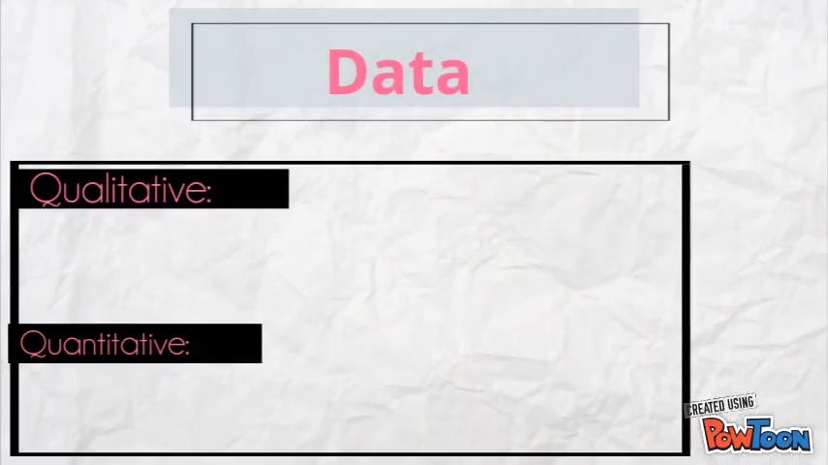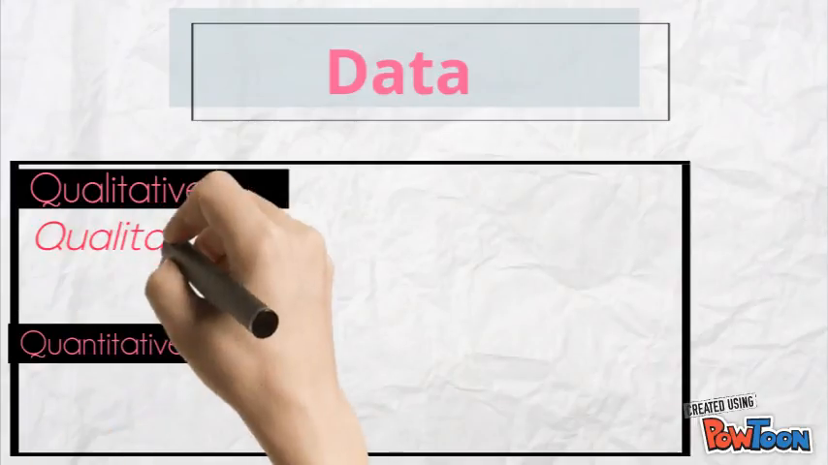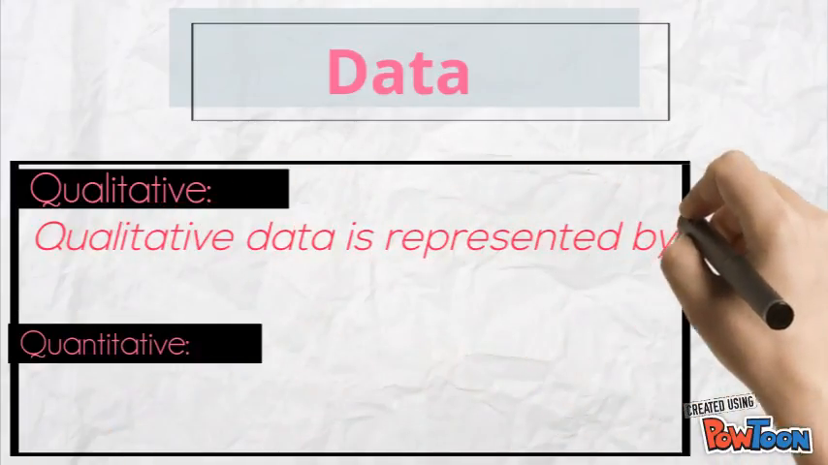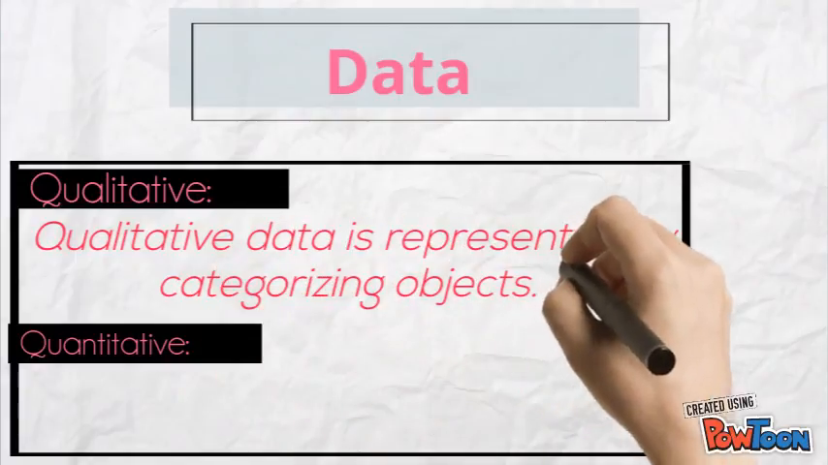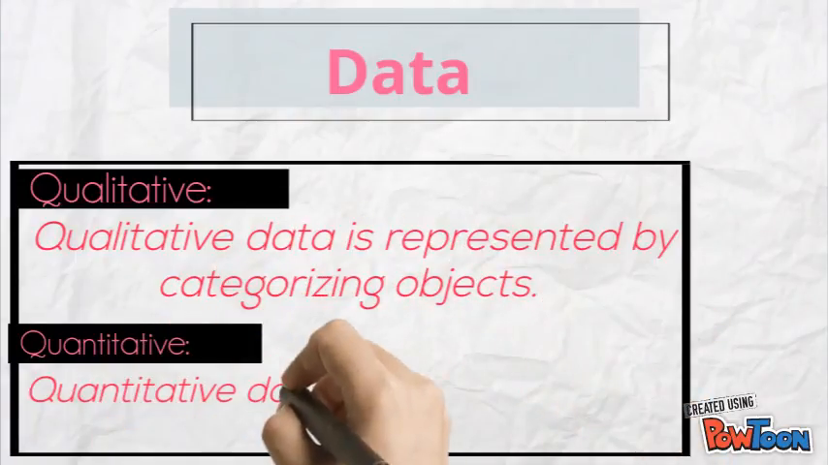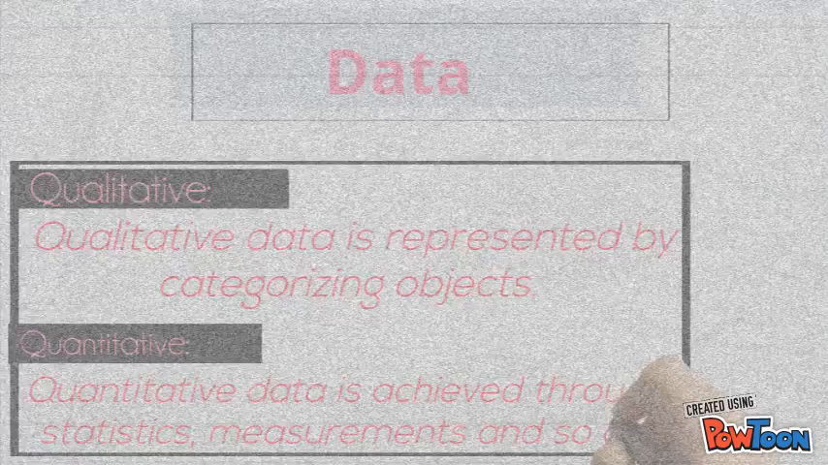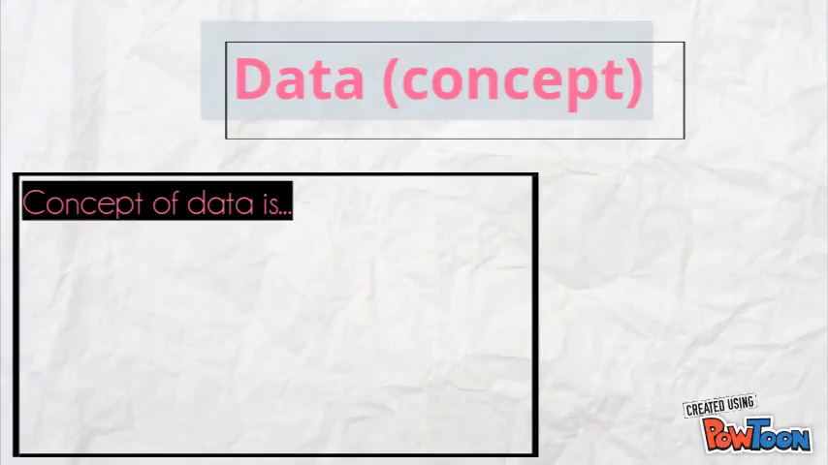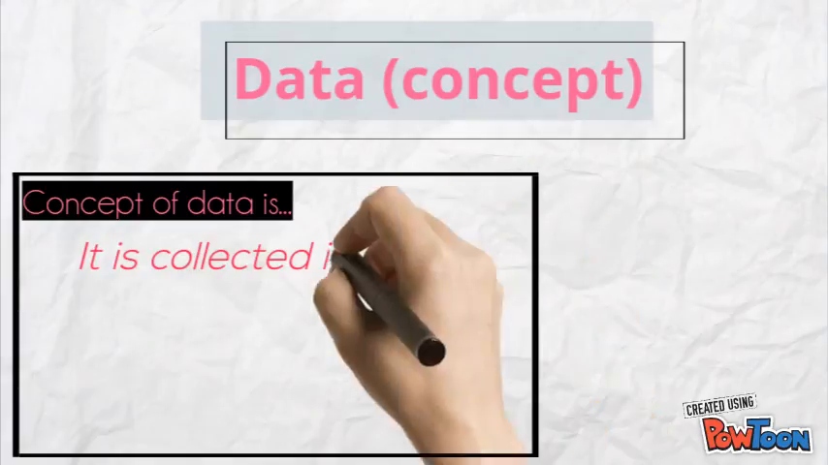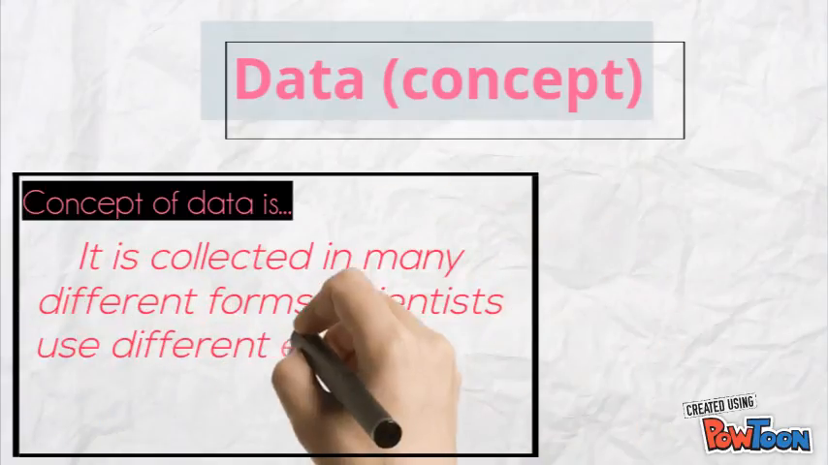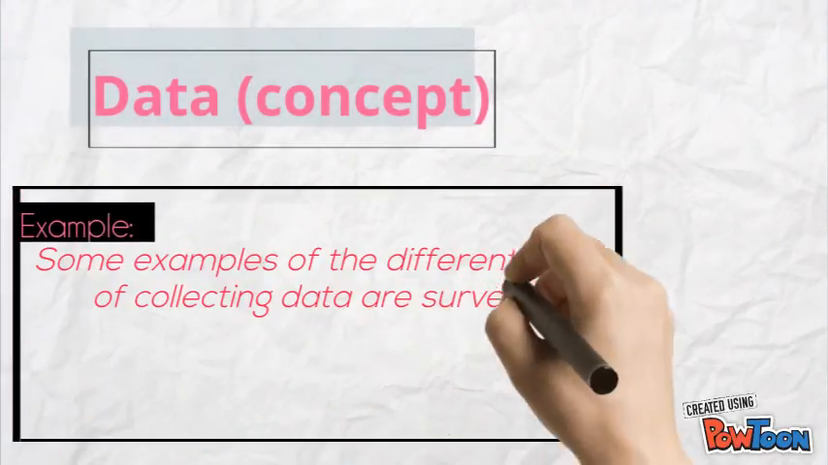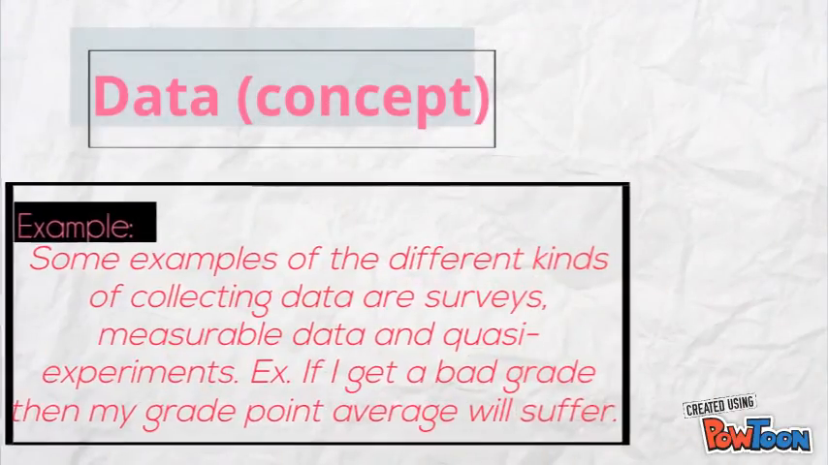Collect data. Data comes in 2 forms, qualitative and quantitative. Qualitative data is represented by categorizing objects. Quantitative data is in statistics, measurements, and so on. Data is collected in many forms. Scientists use different experiments for different situations. Different kinds of collecting data are surveys, measurable data, and quasi-experiments.